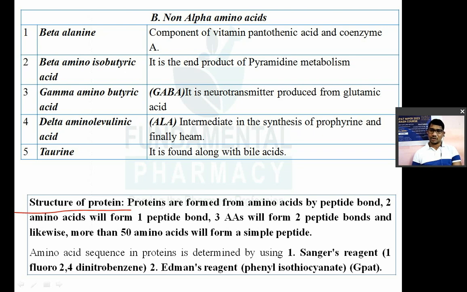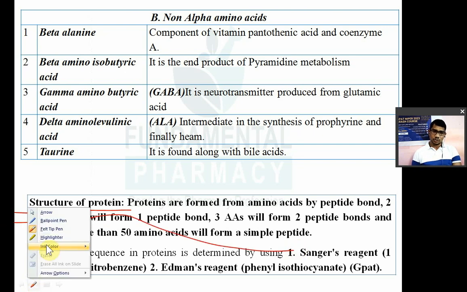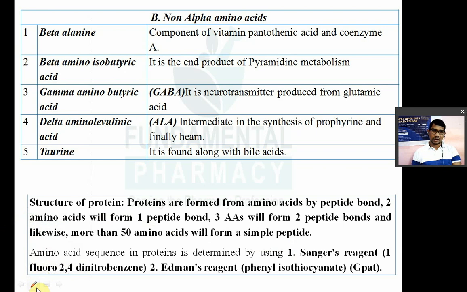Proteins are formed by amino acids through peptide bonds. When two amino acids react with each other, the amino group of one amino acid reacts with the carboxylic group of another amino acid, and you get a peptide bond. Remember, two amino acids form one peptide bond. Three amino acids form two peptide bonds, and likewise more than 50 amino acids form a single polypeptide.